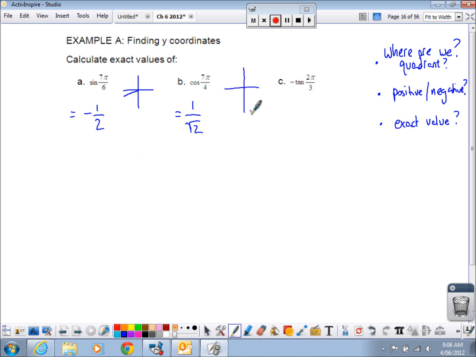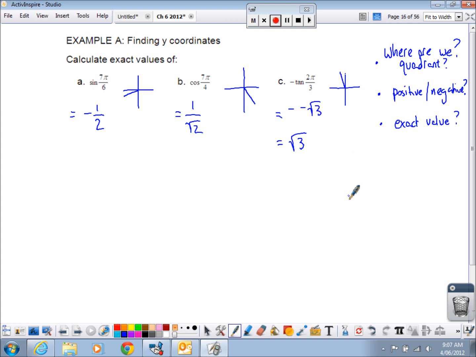Similarly, for cos of 7 pi on 4, it's right in the middle of the fourth quadrant where cos is positive. Let's have a look at this tan one. Just ignore the negative at first and look at tan of 2 pi on 3. So 2 pi on 3, where am I? I'm in the second quadrant. Is tan positive or negative? It's negative. From the table of exact values, tan of pi on 3 is root 3. So tan of 2 pi on 3 we know is negative root 3, but we wanted the negative of that, so our answer is positive root 3. Okay, and it was there, up close to the y-axis.